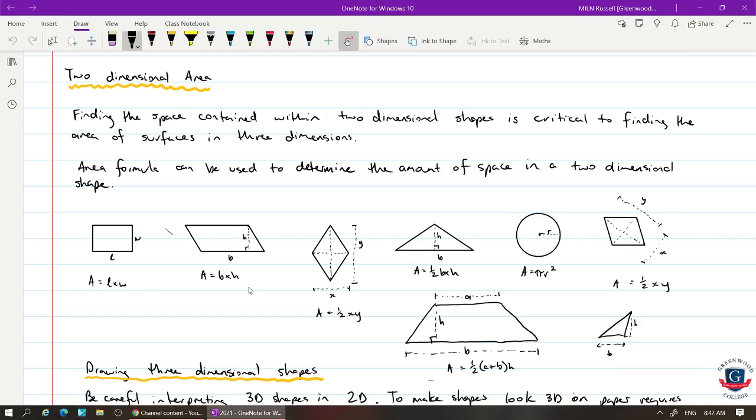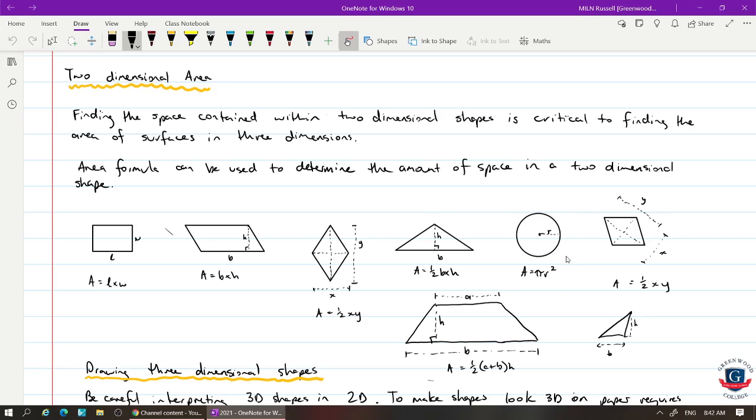Area of parallelograms, area is base times perpendicular height. Make sure you get the perpendicular height, not the sloping height. Area of a kite is the diagonals multiplied together times by a half. Area of a triangle is the base times the perpendicular height, times a half. Be careful of this example. The base is along here, not the whole base, and the height is the perpendicular height, not the sloping heights.